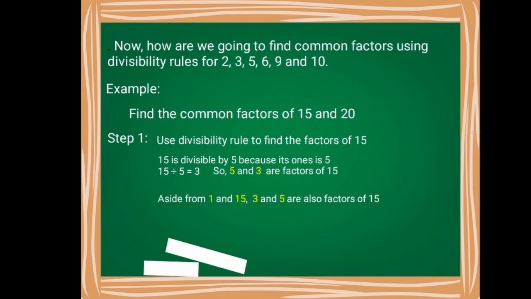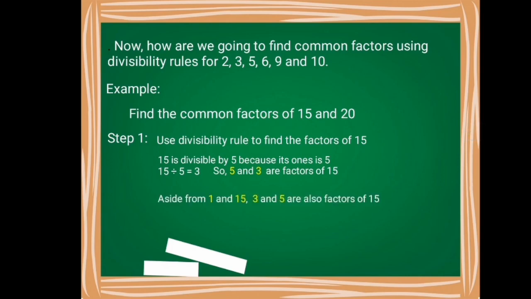So, ibig sabihin, aside from 1 and 15, no? Sabi natin kanina, all numbers have a factor of 1 in itself. So, dito nga, ang number natin ay 15. So, ang factor niya muna ay 1 and 15. And then, by using divisibility rule, nakuha natin yung pair of factors pa na 5 and 3.